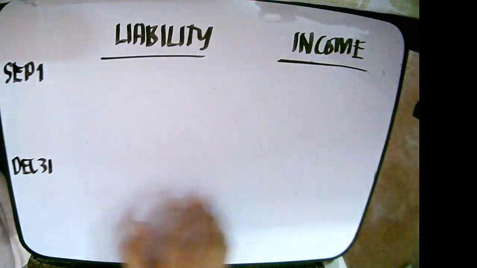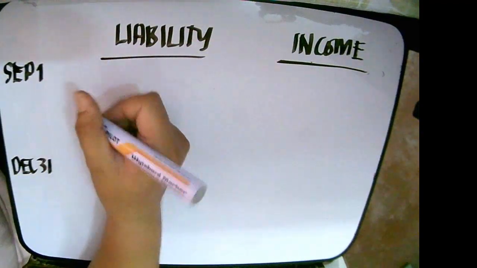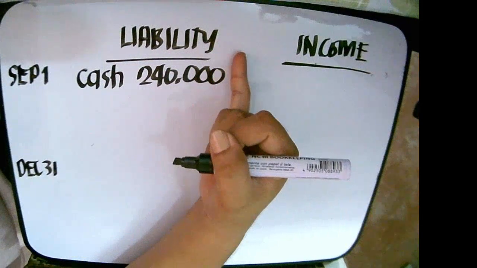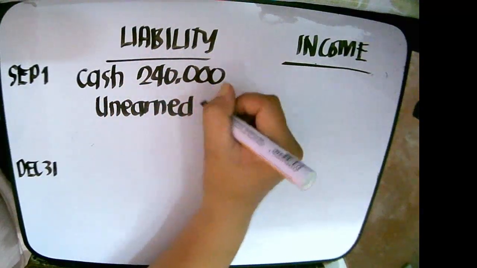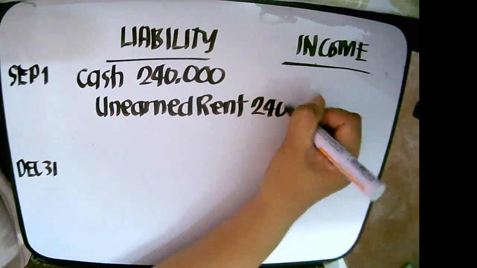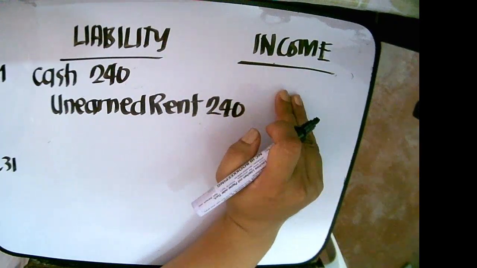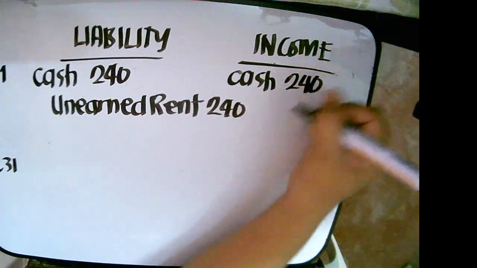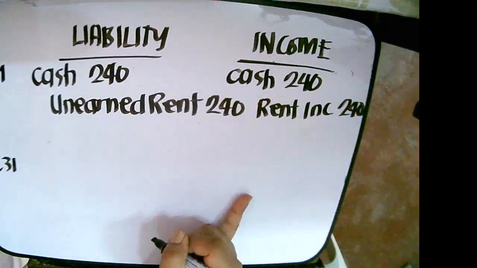Meron tayong dalawang presentation agad ng ating liability and income method. So sinabi daw dito, noong September 1, naka-receive tayo ng cash in the amount of 240,000 pesos. Under liability method, dapat meron tayong liability account. So, yung term natin dito is unearned rent of 240,000. So, i-shortcut ko na lang itong amount kasi kukulangin tayo sa space. Next, for our income method, the same, naka-receive tayo ng 240 na cash, and then credit tayo ng income account, which is the rent income of 240,000 pesos.